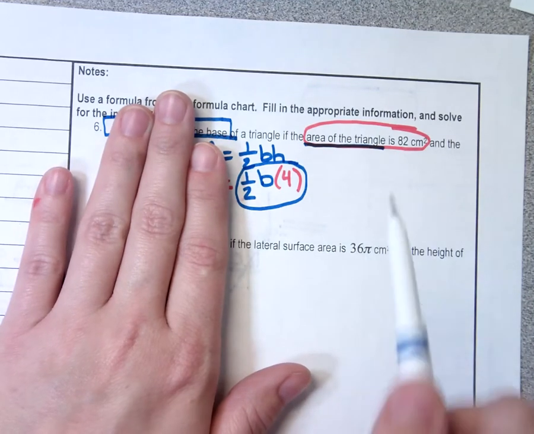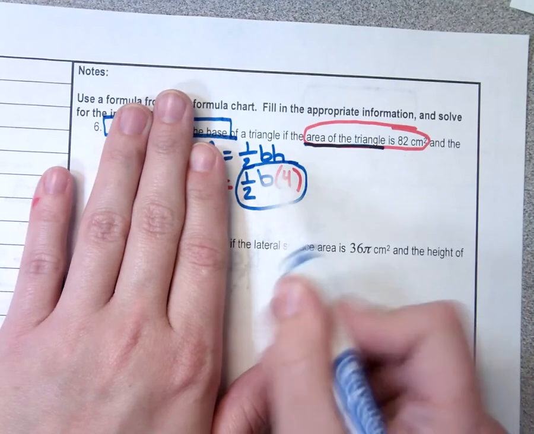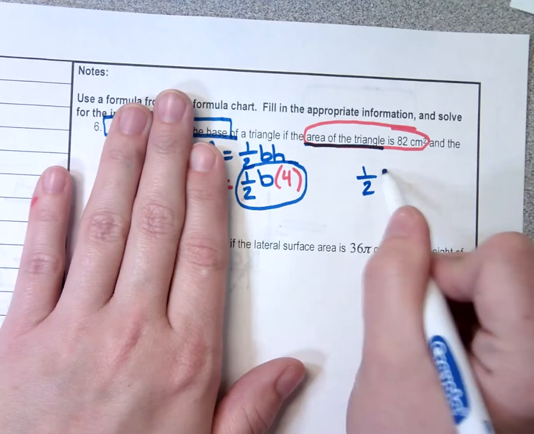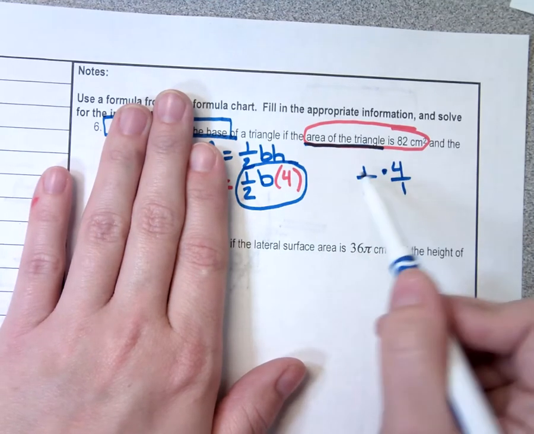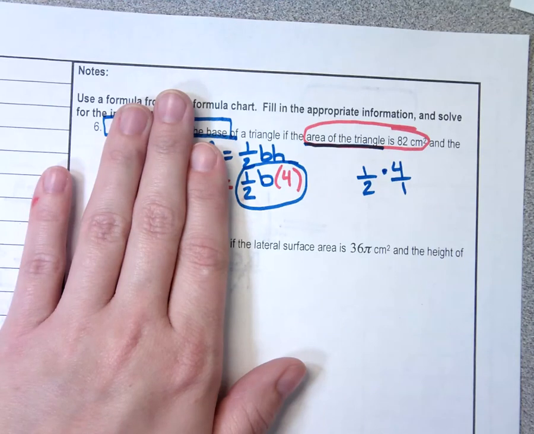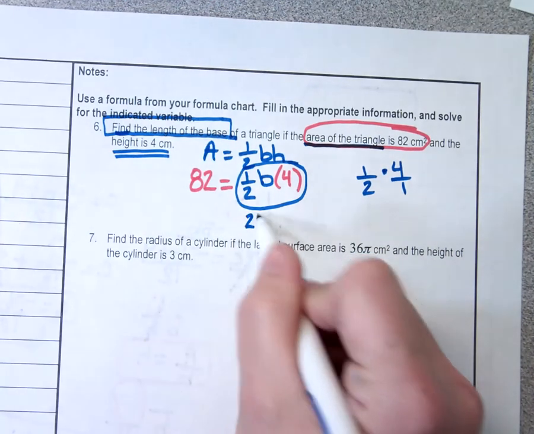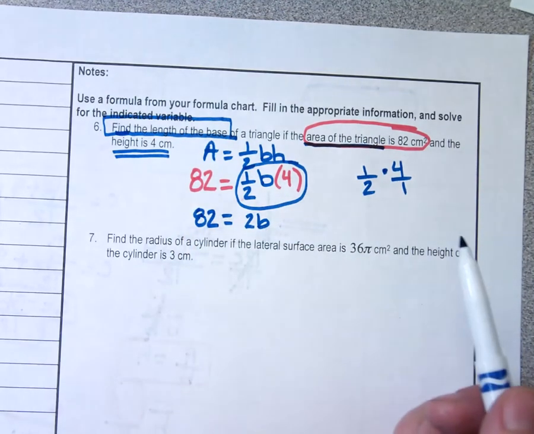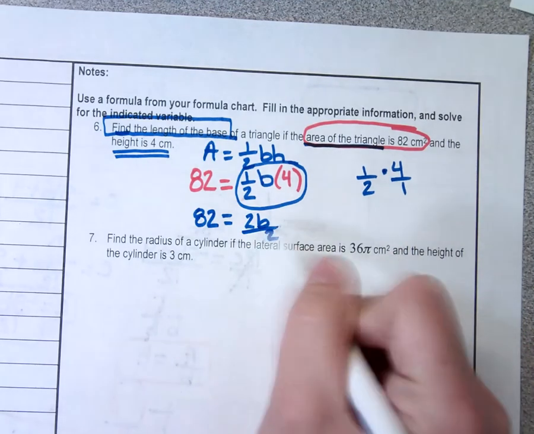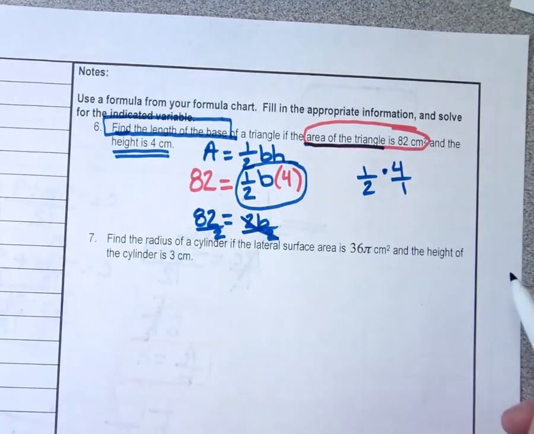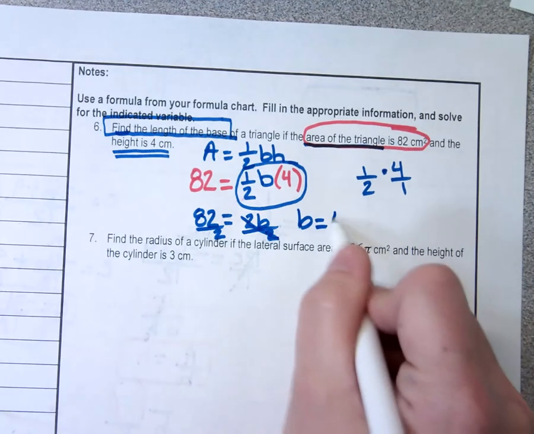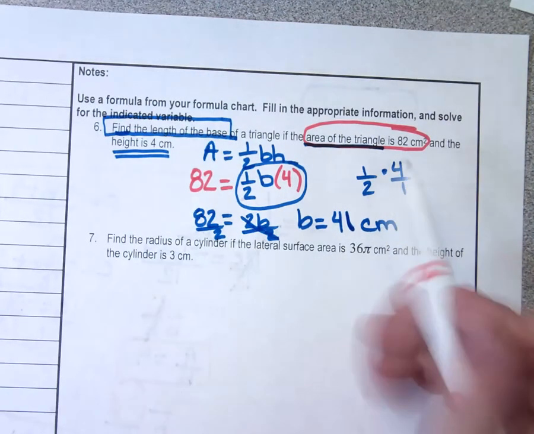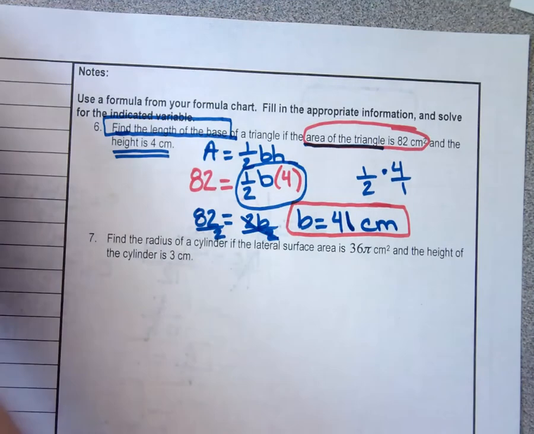Now, I actually can clean this up a little bit. Since all of these are smushed together, I can multiply. So I can multiply the 1 and the 1/2 and the 4. What do you get if you multiply 1/2 times 4? Reduce. You get 2. So this is simply 2b equals, recopy the 82. Now if I want to get b by itself, how does the little 2 go away? Divide. So I divide both sides by 2, and 82 divided by 2 makes 41. So the base is 41 centimeters. And that's how it's done.